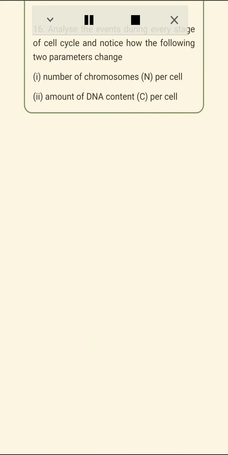16. Analyze the events during every stage of cell cycle and notice how the following 2 parameters change. I. Number of chromosomes, N, per cell. II. Amount of DNA content, C, per cell.